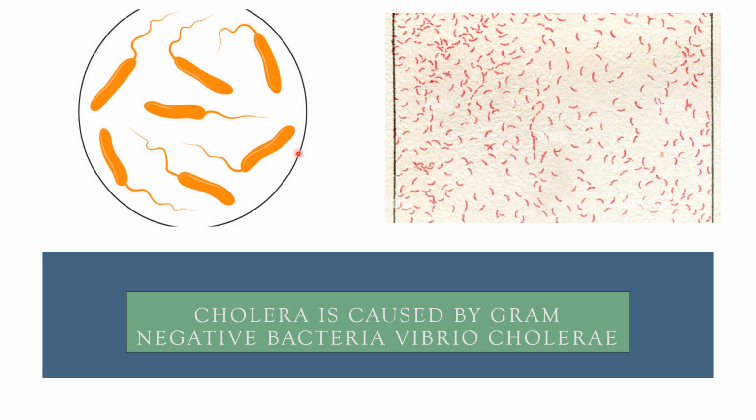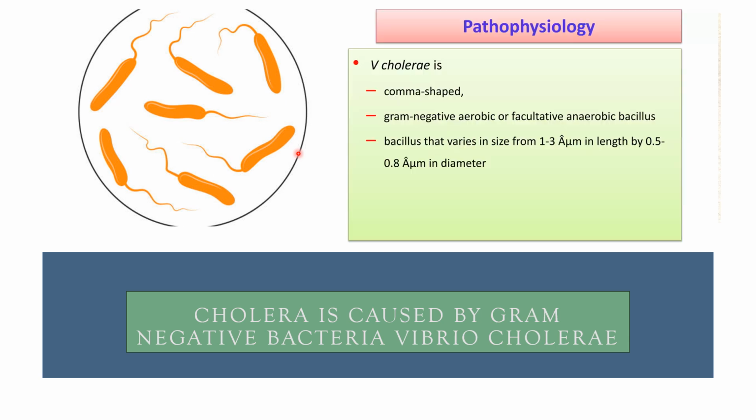Cholera is caused by a gram-negative bacteria, Vibrio cholerae. Vibrio cholerae is comma-shaped and it is an aerobic or facultative anaerobic bacillus. In this picture we can see the shape and size of the Vibrio cholerae.